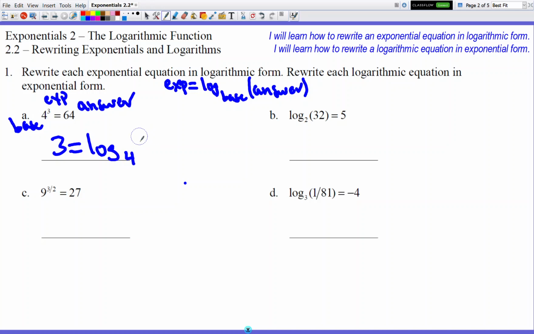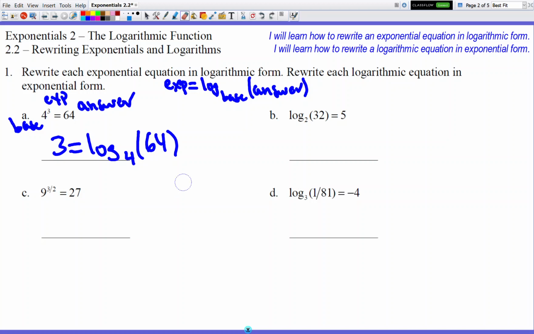Then I put parentheses, and the number inside the parentheses is called answer. Who's called answer in this exponent form? Is 4 called answer? No, 4 is called base. Is 3 called answer? No, 3 is called exponent. 64 is what I call the answer, so in the parentheses I put 64, and you're done. That's all we're going to do for this problem and the other 3 that follow right now. We're just going to learn how to switch forms.